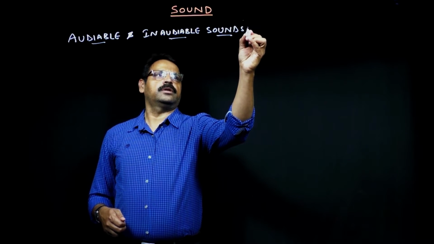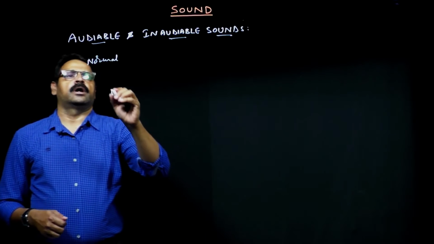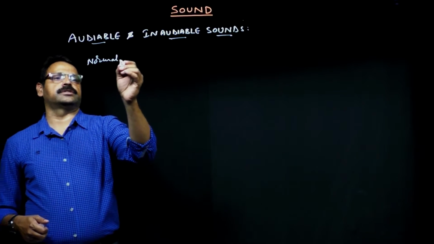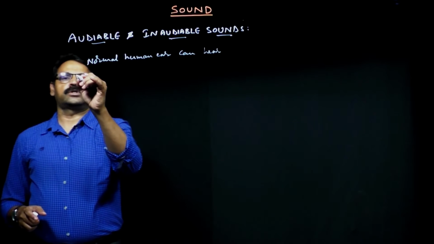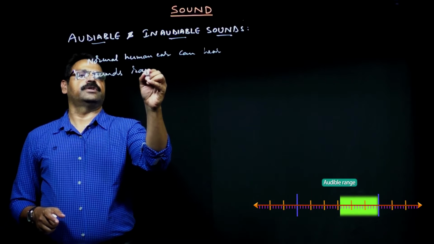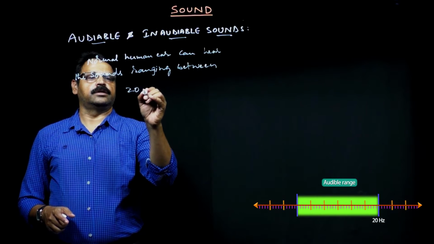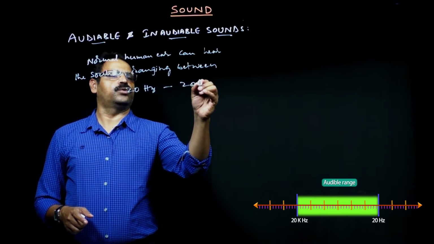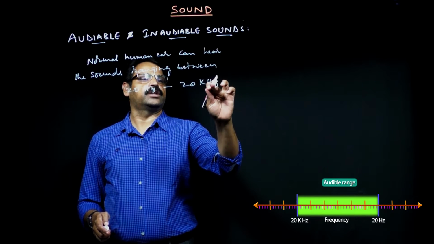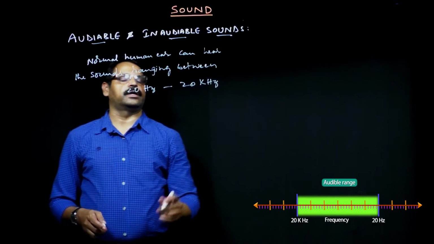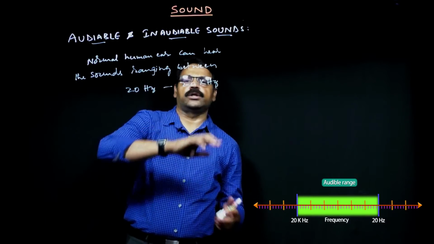See here, the human ear. So for a normal person who is comfortable with hearing conditions, the normal human ear can hear sounds ranging between 20 hertz to 20 kilohertz. So if a sound wave has a frequency between 20 hertz and 20 kilohertz, the human ear can easily hear that. That means the human ear can grasp sounds whose frequencies lie between 20 hertz and 20 kilohertz.